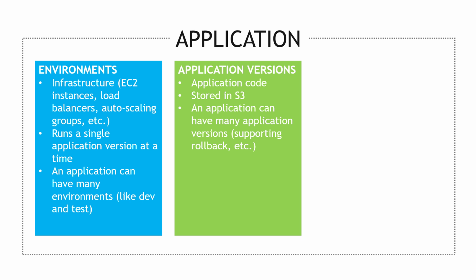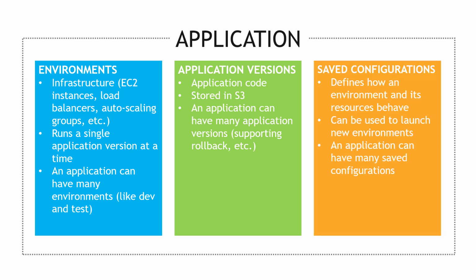Next, we have application versions. This is your application code, which is stored in S3, and an application can have many versions, so you can roll back, for example, if something's gone wrong. And then we have saved configurations. These define how an environment and its resources behave, and you can also use these to launch new environments, and an application can have many saved configurations. So those are just high-level concepts that might help you make sense of things once you get to the UI, which is where we're going back to.